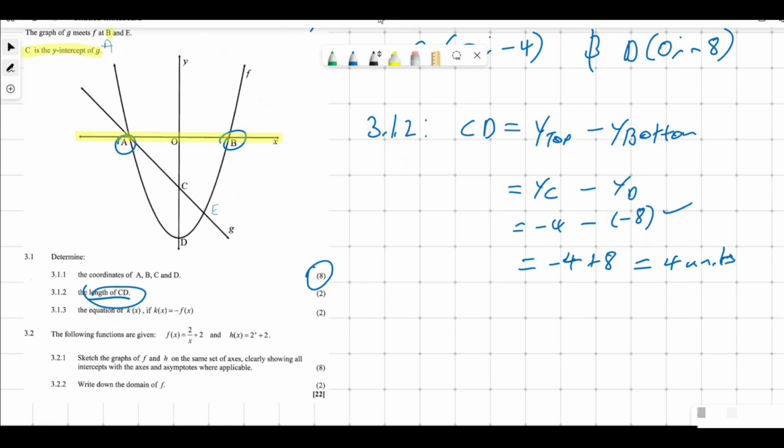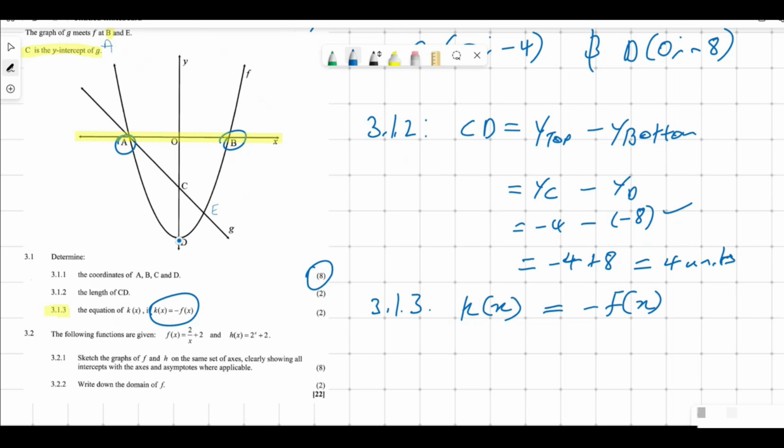Then one of the questions, which is very much straightforward here, is 3.1.3. We call it a reflection along the x-axis. What we see here is k of x equals negative f of x. Why are we saying this is the reflection along the x-axis? Because when you reflect along this line, the x-axis, the value of y changes the sign.